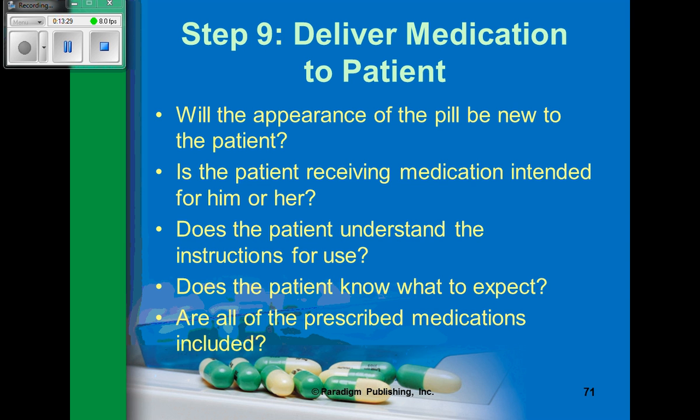Some things to think about. Will the appearance of the pill be new to the patient? If it is new, the patient will tell the pharmacy tech or the pharmacist, usually. Sometimes it could be, like I said earlier, a change in the manufacturer. If it is different, you need to check with the pharmacist to double check it. Is the patient receiving the medication intended for him or her? Does the patient understand the instructions for use? If not, refer to the pharmacist for verification and consulting. Does the patient know what to expect? Do they know the side effects, the adverse reactions, and so forth? Are all of the prescribed medications included?